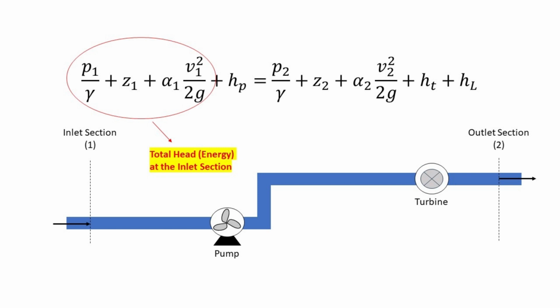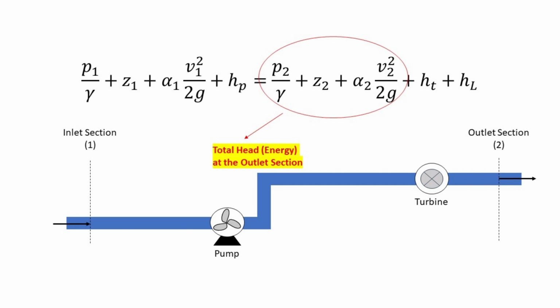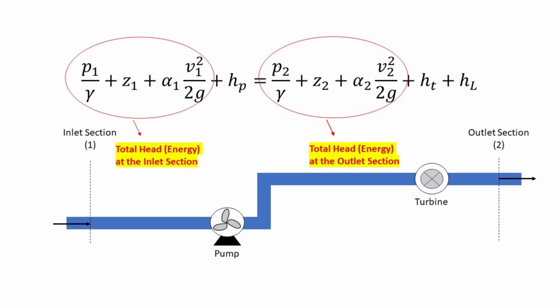turbines if any. Summing up pressure head, elevation head, and velocity head at section 2 altogether derives the total head at section 2. This is the total energy remaining in the flow at the outlet section. Therefore, the total heads at the inlet and outlet sections remark the energies conserved in the flow at these two locations, regardless of whatever happens in between.